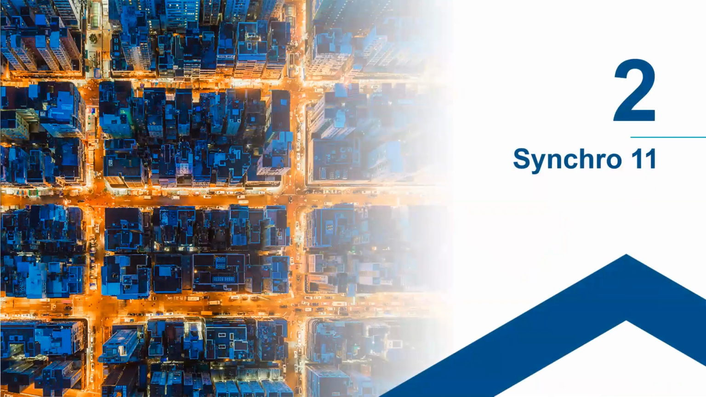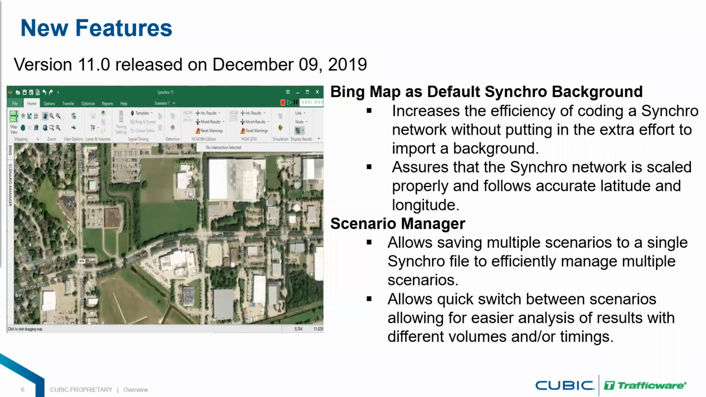Now let's start talking about Synchro 11, which is actually the main topic for today. Synchro 11 was released on December 9, 2019. It released with a new level of convenience and improved productivity. Version 11 introduces a global Bing map as the default Synchro background and the much anticipated scenario manager.